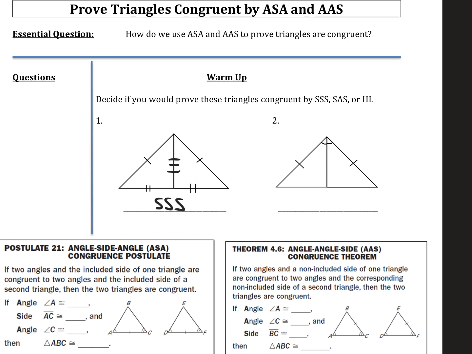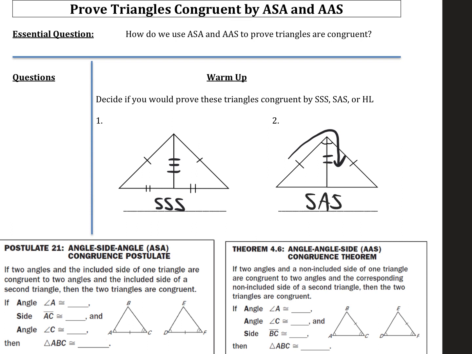Okay. The second one, I see we have a side and an angle that are congruent, and I also see that we have another shared side right here. So if you go around the triangle, you can see it goes side, angle, side. Okay, so it's going to be side, angle, side for this one.